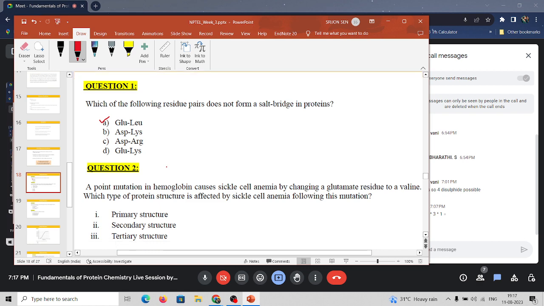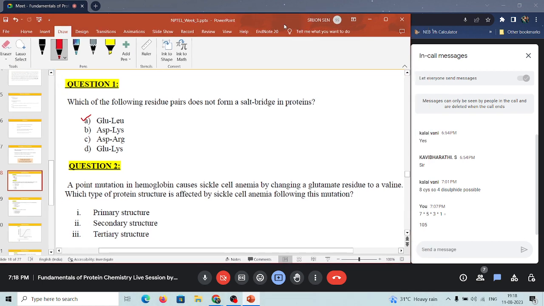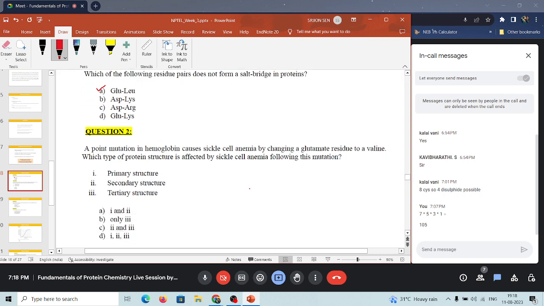Okay, question number 2. Point mutation in hemoglobin causes sickle cell anemia by changing a glutamate residue to a valine. Which type of protein structure is affected by sickle cell anemia following this mutation? So I've spoken about sickle cell anemia in the previous class. Answers in the chat box.